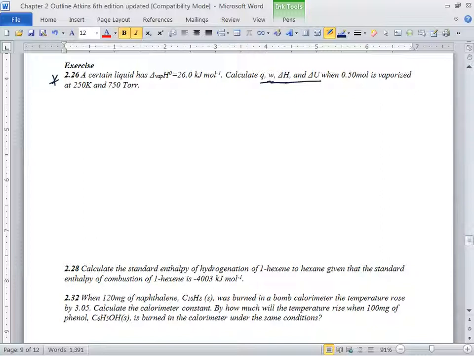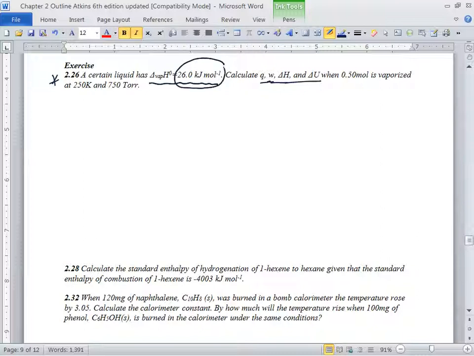I would do the easiest one first. Is there an easy one? They give us the standard enthalpy of vaporization. It's in kilojoules per mole. Sometimes units really are a good guide. Just multiply by the number of moles to get delta H.